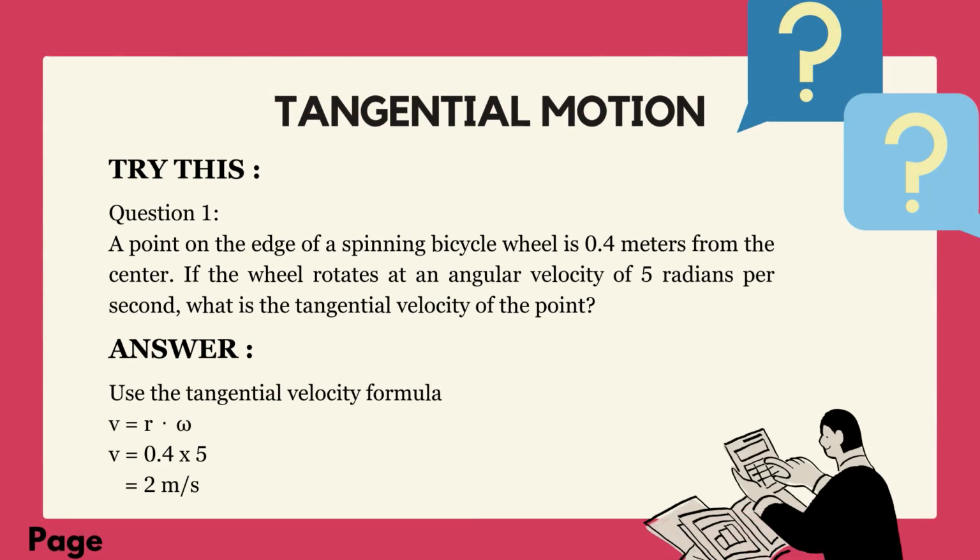Let's try an example. A bicycle wheel has a radius of 0.4 meters and spins at 5 radians per second. Using the formula, we can insert the values and get the answer, 2 meters per second. So, the point on the edge of the wheel is moving at 2 meters per second in a straight line at that moment.